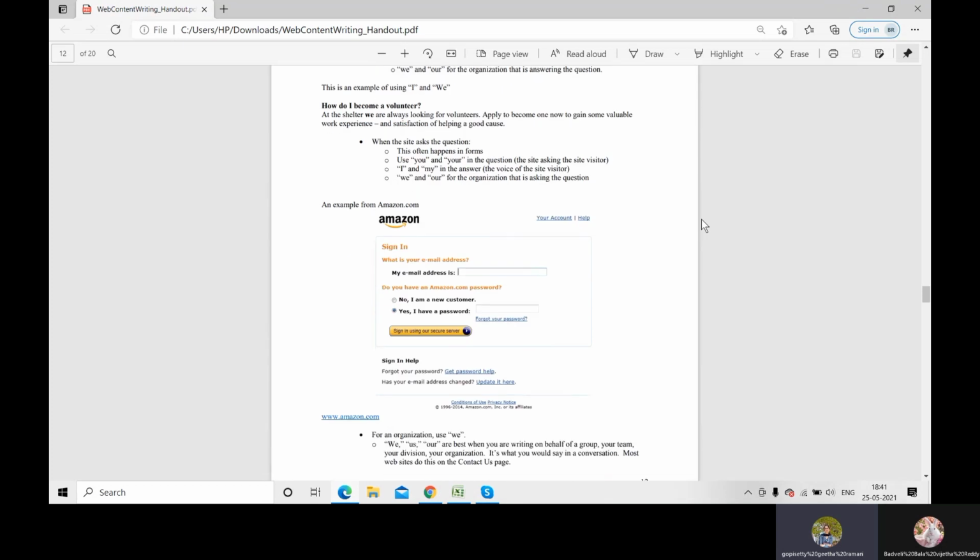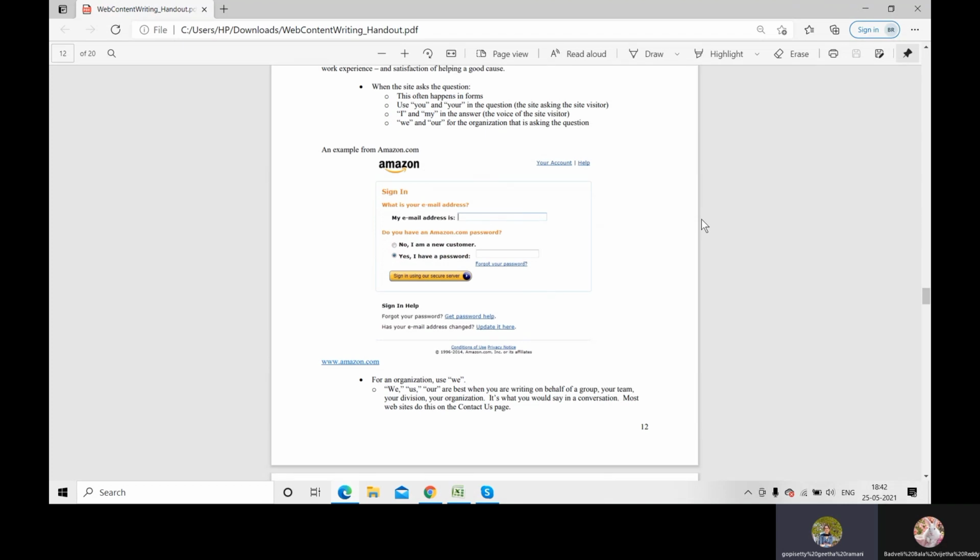So here, how do I become a volunteer? And at this shelter, we are always looking for volunteers. Apply to become one to gain some valuable work experience and the satisfaction of helping a good cause. When the site asks the questions, this often happens in forms, use you and your in the question, whereas the site is asking the site visitor, and I and my in the answer is the voice of the site visitor. We and our are for the organization that is asking the question.